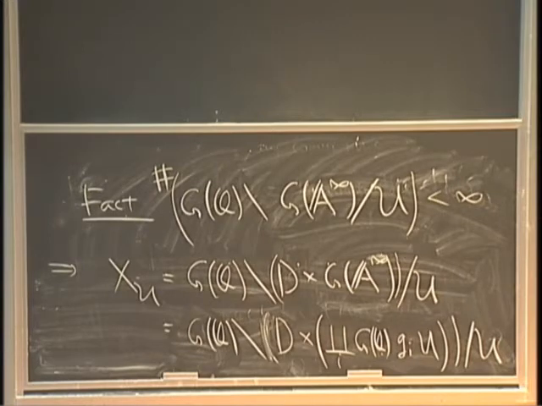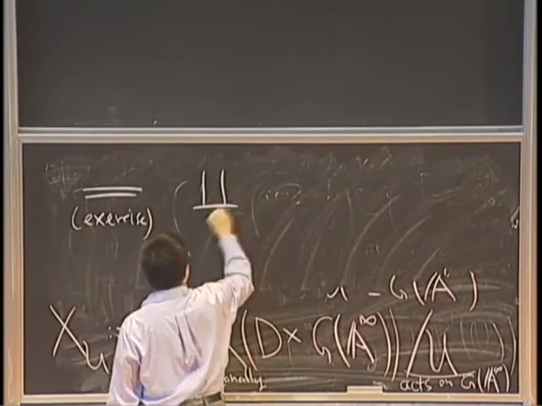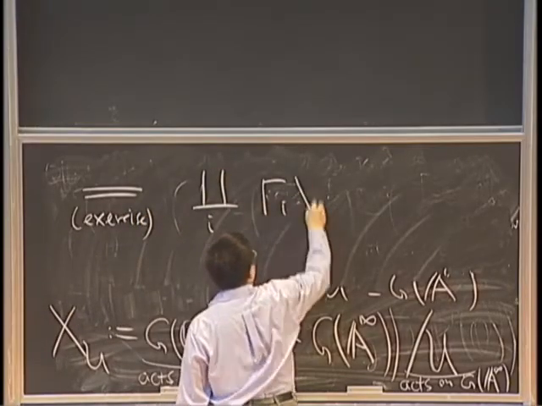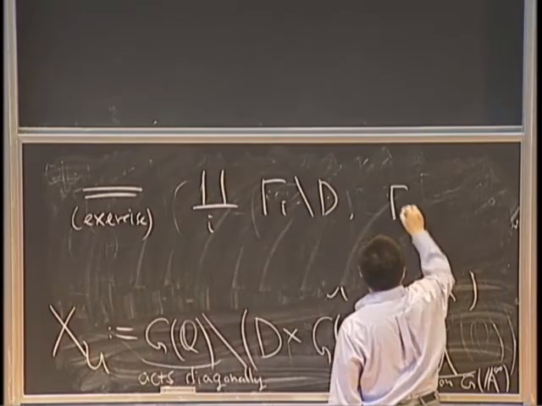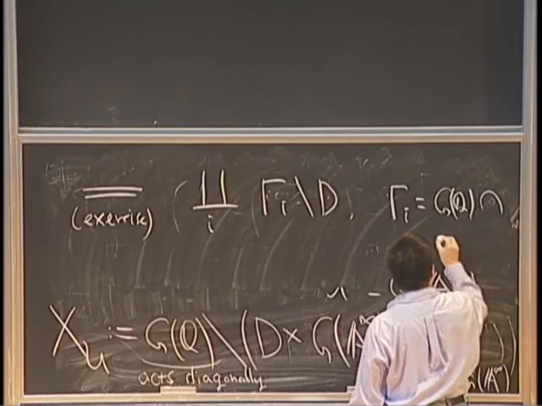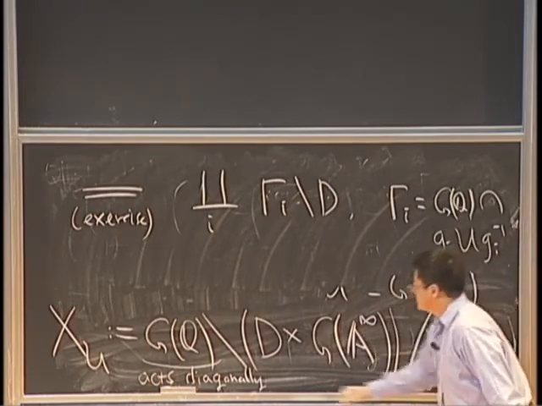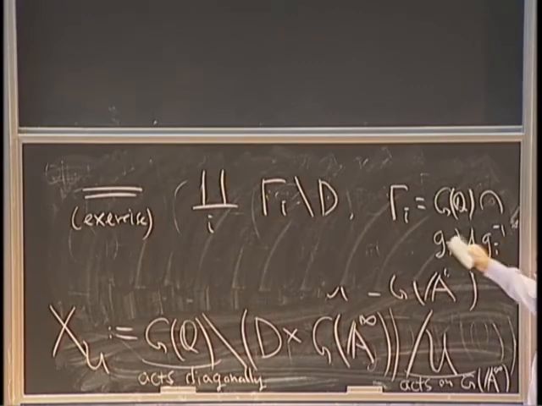Well, I guess I'm going to skip some details of this exercise. This is actually the quotient like this, where this gamma I is just this GQ intersect GI inverse. Well, I hope I didn't make a sign mistake. In the worst case, you switch the signs.